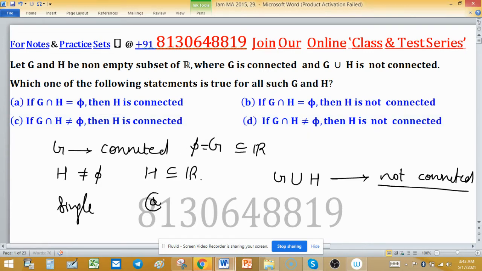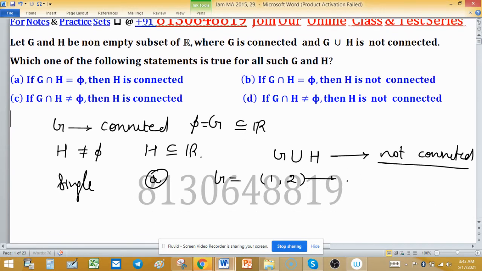So for option A, consider G as connected. So you can take G as any interval, so consider it as (1, 2). This is an interval G and this is connected, so the condition given on G is well defined. And take H as another set such that the union must be not connected. So we have to choose H such that the union can miss some points.